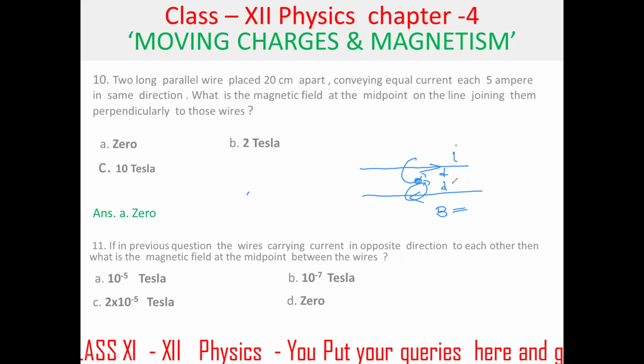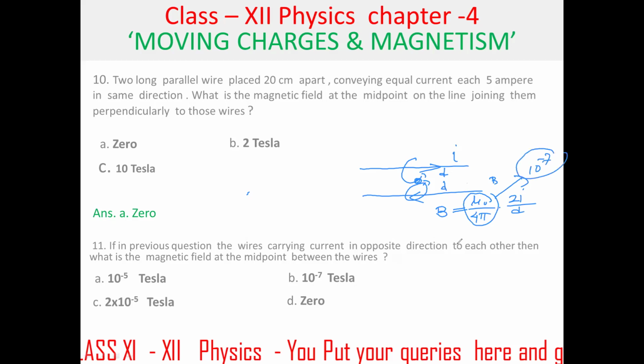The formula is B = (mu 0 / 4 pi) x 2I/d. D is the distance, I is the current, mu 0 by 4 pi is a constant, and its value is equal to 10 to the power minus 7, a constant value.